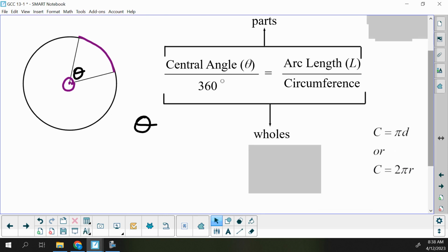Now a shorthand way of writing this, which you can put in the box on the bottom, we got theta over 360 degrees. Theta, again, is the central angle, equals L, our arc length. And then you can replace circumference with one of the circumference formulas, either pi times d or 2 pi r. I'm going to, in the notes, use 2 pi r, but if you wanted to use pi d, that's perfectly fine. But you'll see me using 2 pi r as we do the video.